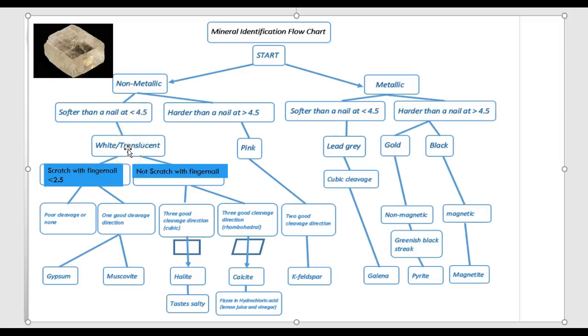So we move down. The next thing would be color, and our colors vary, right? But for right now, for this chart, we just kept it real simple, white and translucent. Is your mineral white and translucent? Yep, it is. So let's move on.